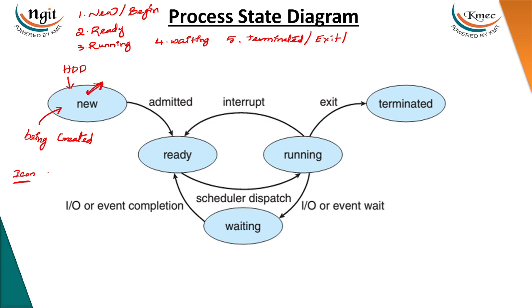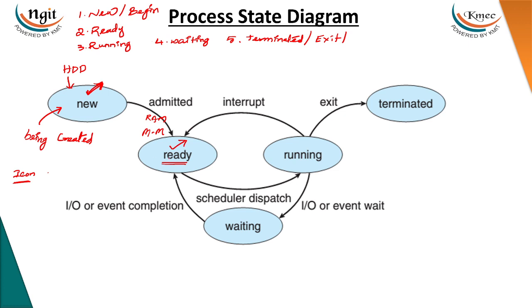Once the process is created, it has to be admitted into the ready queue. That means the process in the hard disk will be loaded into main memory. The ready state is associated with a device called main memory, that is your RAM, random access memory. The process which is created and loaded into main memory changes to the ready state. So when the process is moved from hard disk to main memory, it is in the ready state.